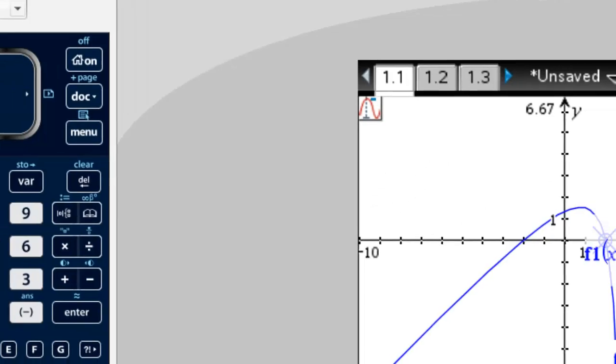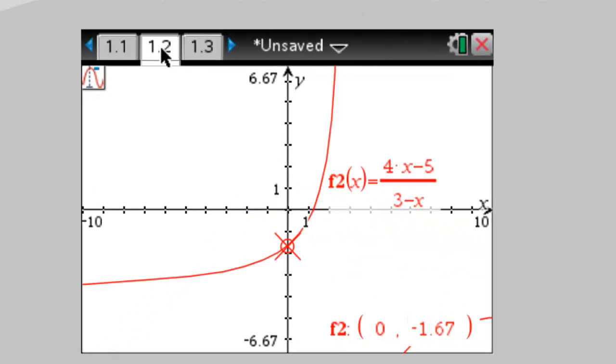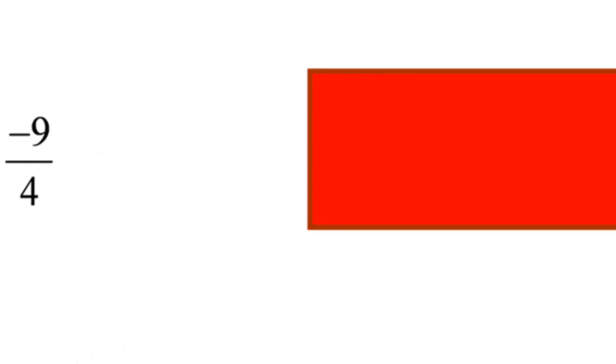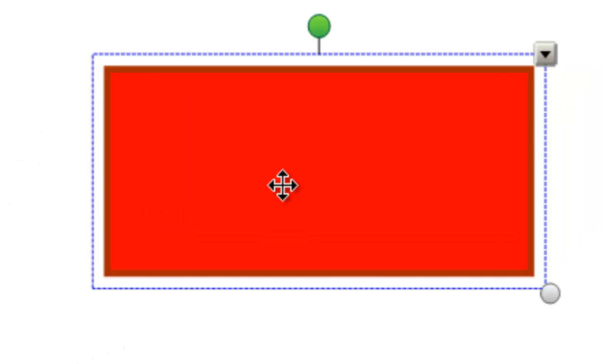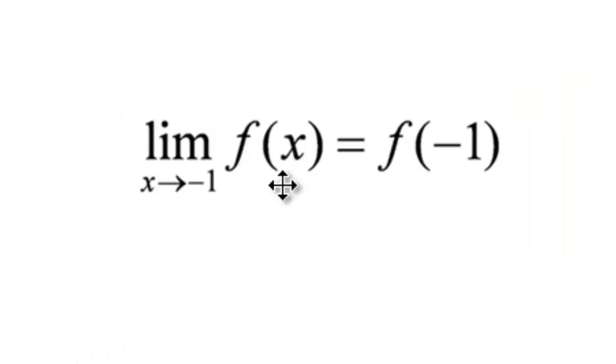I have gone ahead and graphed 4x minus 5 over 3 minus x. And if I want to know what is happening at negative 1, then at negative 2.25, which we got as negative 9/4, is the limit. So graphically, here's what's going on, and this is well behaved because where the function is defined, so f of negative 1, is also equal to the limit.